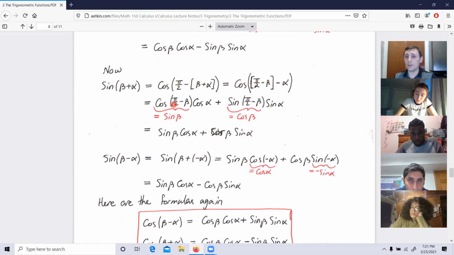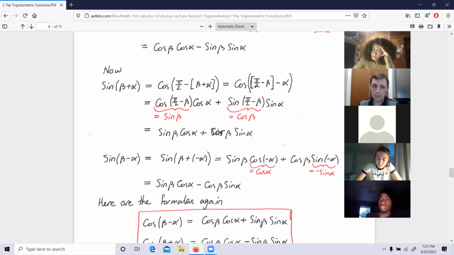Applying the formula for cosine of difference of two angles, I get cosine of pi over 2 minus beta, cosine alpha, plus sine of pi over 2 minus beta, sine alpha. What do I get? This becomes sine beta, cosine alpha. So sine of beta plus alpha is sine beta, cosine alpha, plus, this would be cosine beta, sorry for the ugly writing here, this is just cosine of beta, sine alpha. I obtain this formula. You see that?